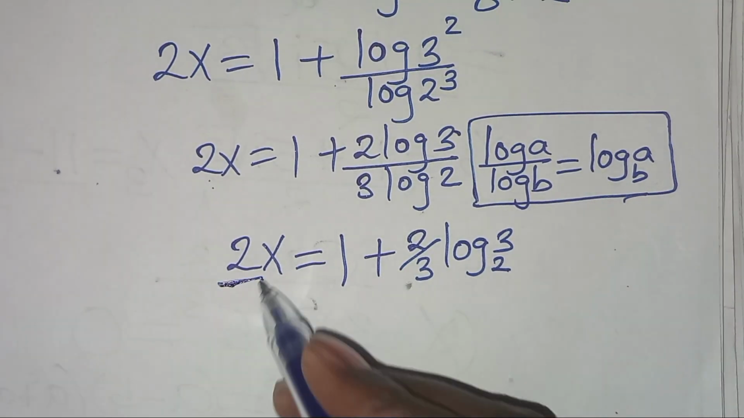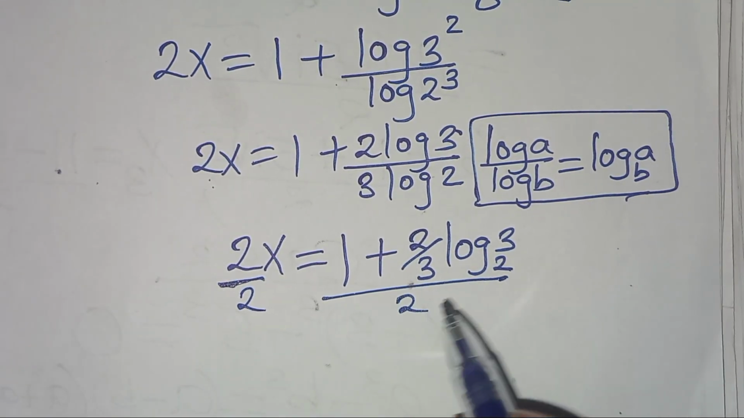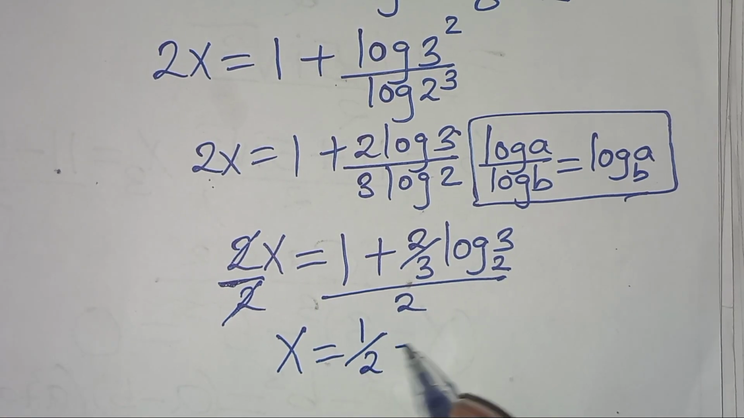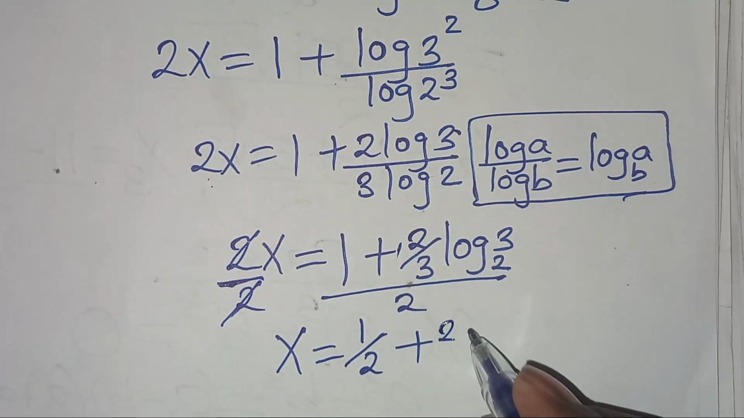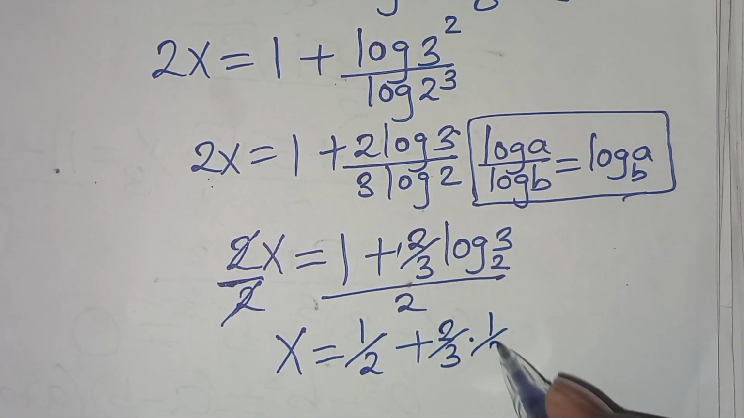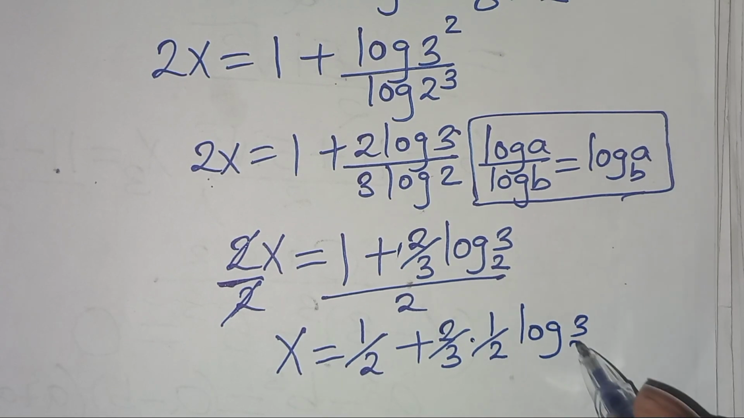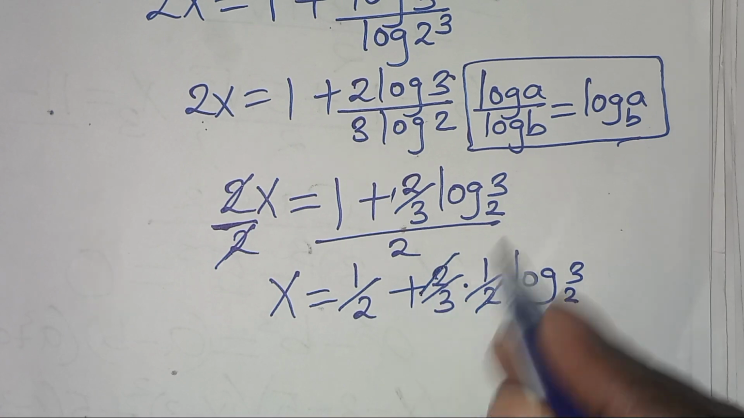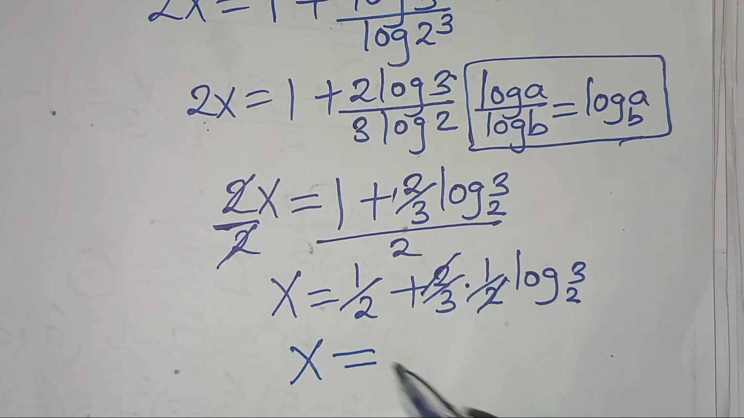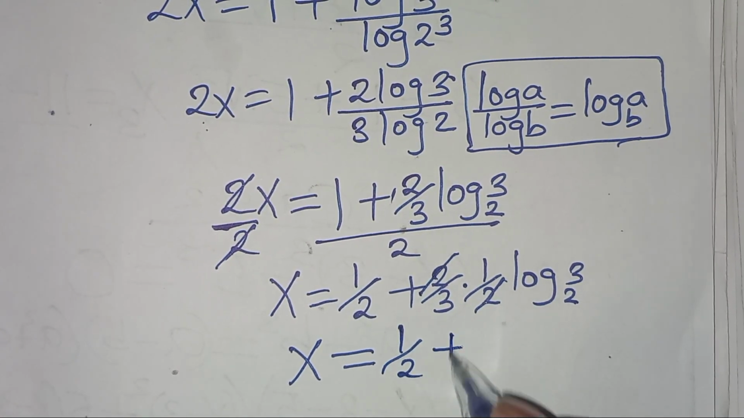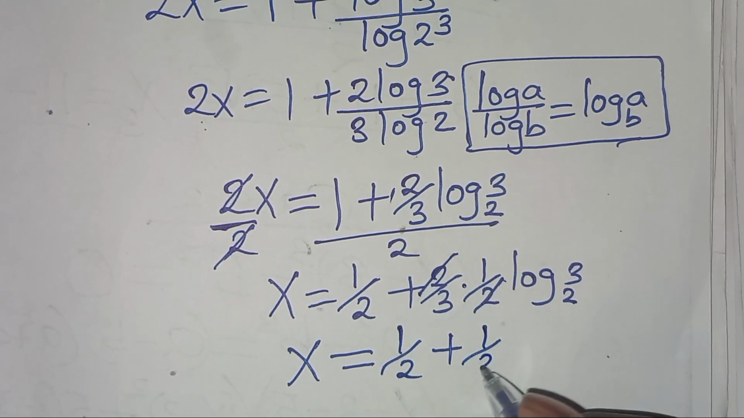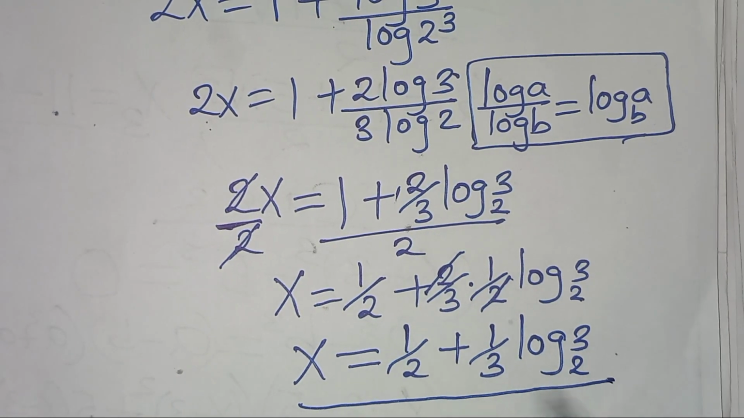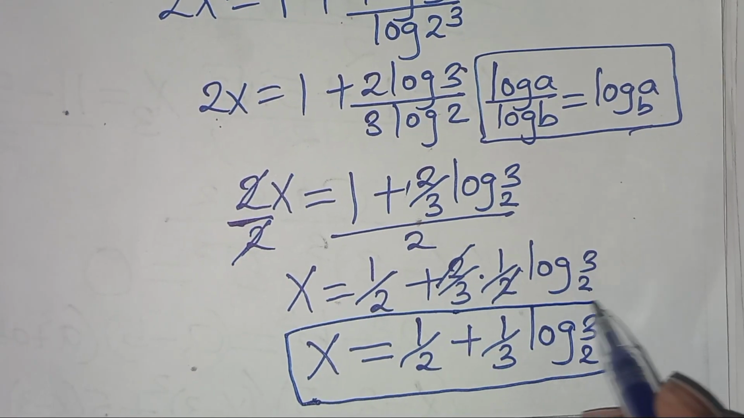Let's divide both sides here by 2, so that now here we'll have x equal to 1 over 2 plus, now here we have 2 over 3 multiplied by 1 over 2 log 3 to base 2. So let's simplify here by 2, 1, by 2, 1, so that now the value of x here is equal to half plus 1 over 3 log 3 to base 2. This is the value of x.